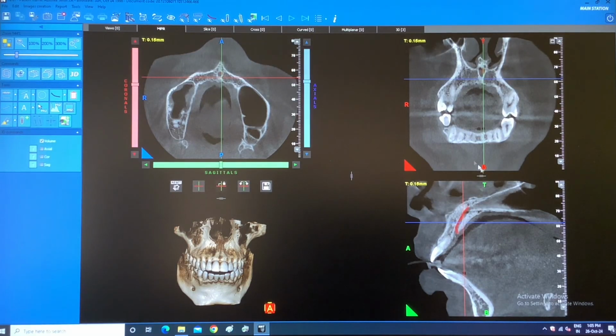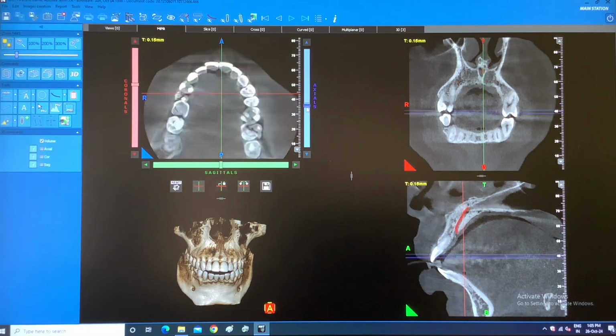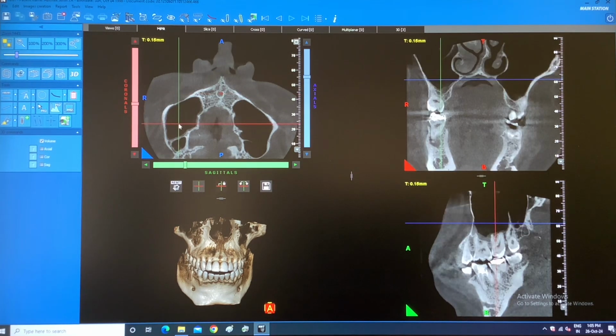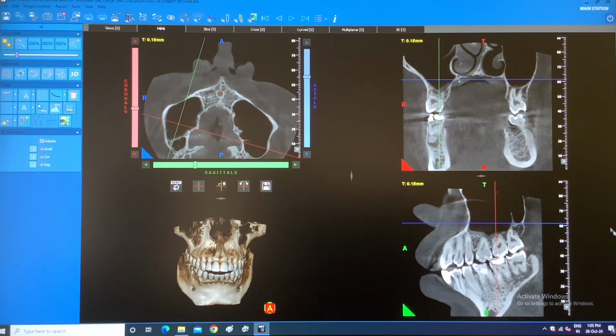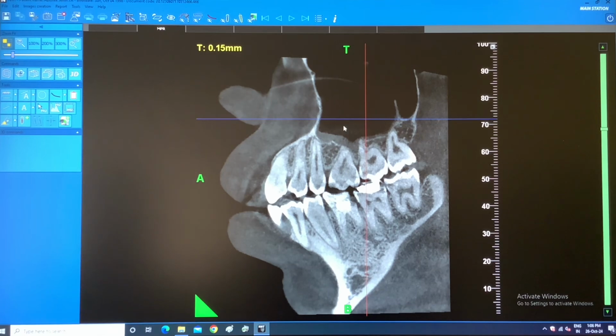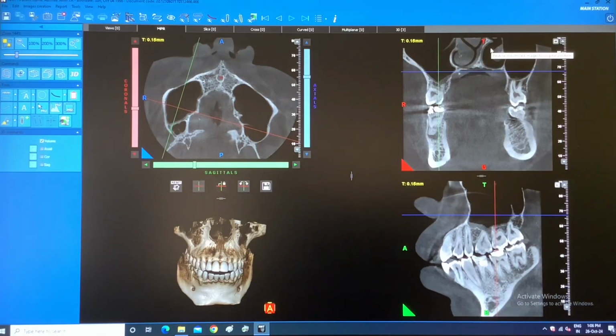We would also move to the other views to appreciate the septae and the maxillary sinus. And you can see in this particular view, that's the sagittal view, that incomplete septum here. You can see the thickening of the floor of maxillary sinus. You can see the close relationship of molar roots to the maxillary sinus. So this is about maxillary sinus.